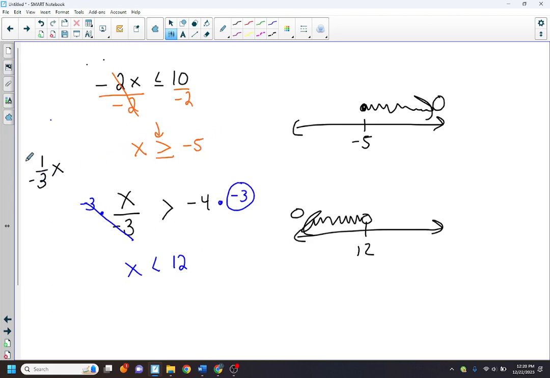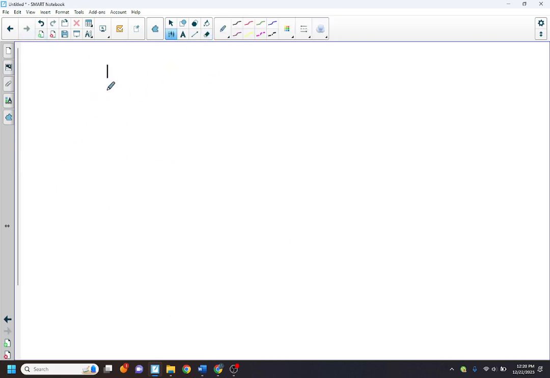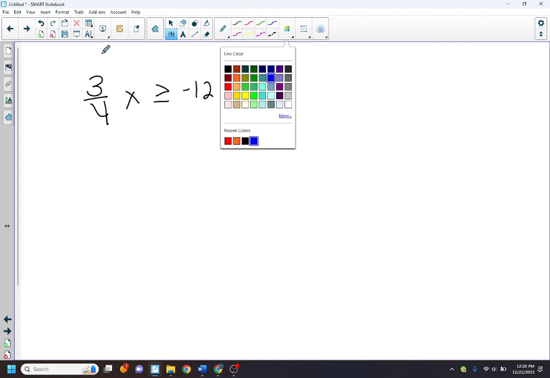Because it's 3 on the bottom, so you do 3 on top and they cancel each other out. Let me show you on the next one. Let's do a full fraction: 3/4 x is greater than or equal to -12.